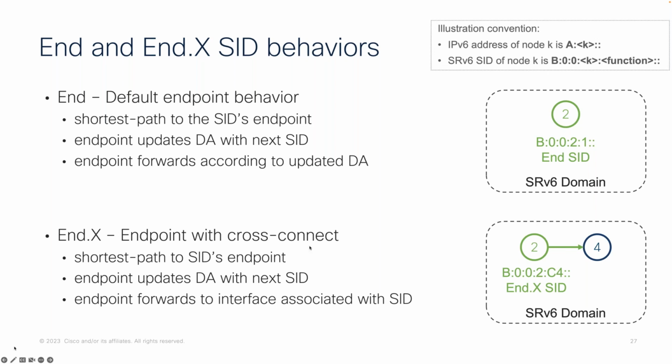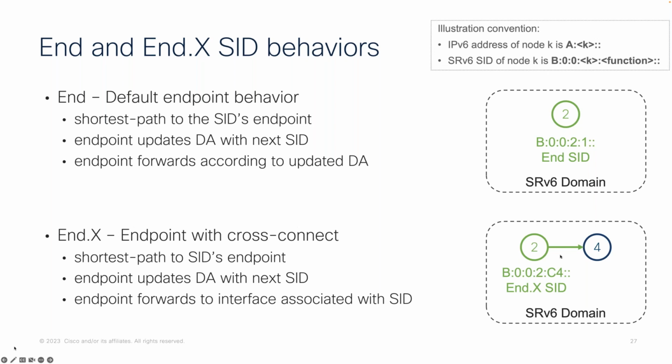We have an End.X SID defined in RFC 8986 as well that does very much the same thing until the packet reaches the node. So we define this End.X SID B002:C4. It's also advertised by our IGP and distributed through the network so that a source node knows that it's available and can compute a path using that SID. In this case, the SID function value C4, I use here to make it kind of obvious we're cross-connecting to node 4. It could be any value. It doesn't need to be C4.